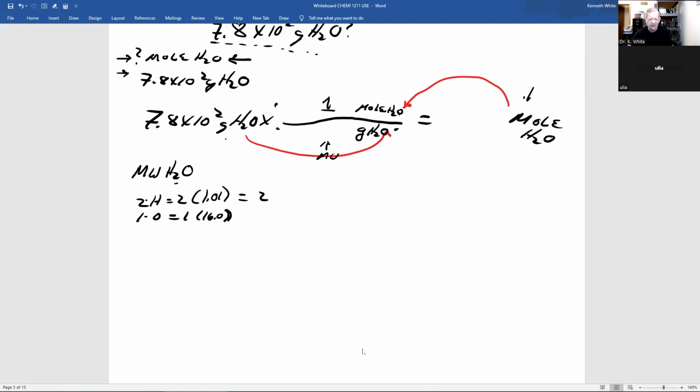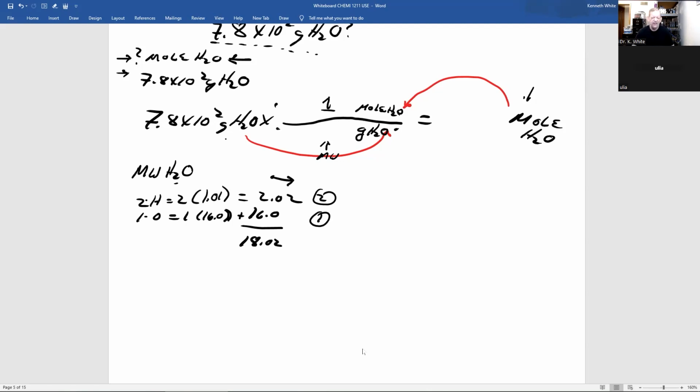Do the math, 2 times 1.01 is 2.02, 1 times 16.0 is 16.0. Add them up, because the molecular weight is the sum of all atomic weights, we get 18.02. Now, you get the same number of significant figures to the right of the decimal as the number that has the fewest significant figures to the right of the decimal. All numbers to the right of the decimal are significant, including 0. So this has 2 significant figures.